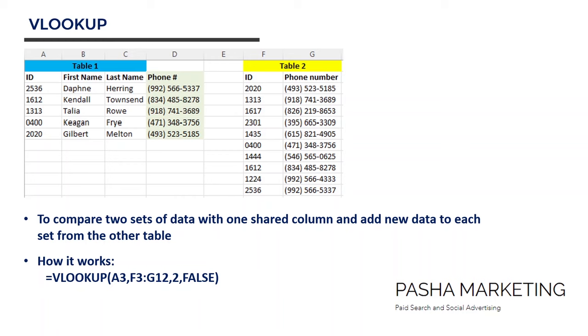Using the VLOOKUP function, I was able to find the phone numbers for the people of table 1 in table 2 and add those phone numbers from table 2 to table 1. VLOOKUP and XLOOKUP, which is a similar function, have other use cases that you can dig into more if you are interested. Let's practice this exercise together.